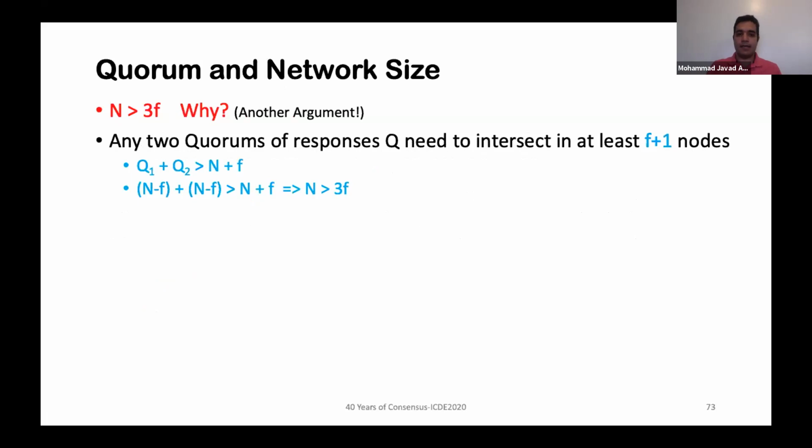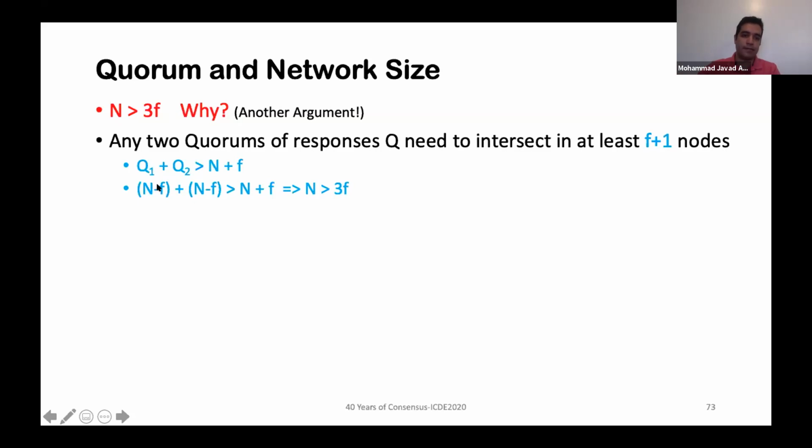We said that any 2 quorums of responses need to intersect in at least f plus 1 nodes. Why? Because f of them might be faulty, and we need at least 1 correct node in the intersection. So any 2 quorums need to be at least n plus f, because the intersection needs to be f plus 1. And a quorum could be at least f less than the network size.